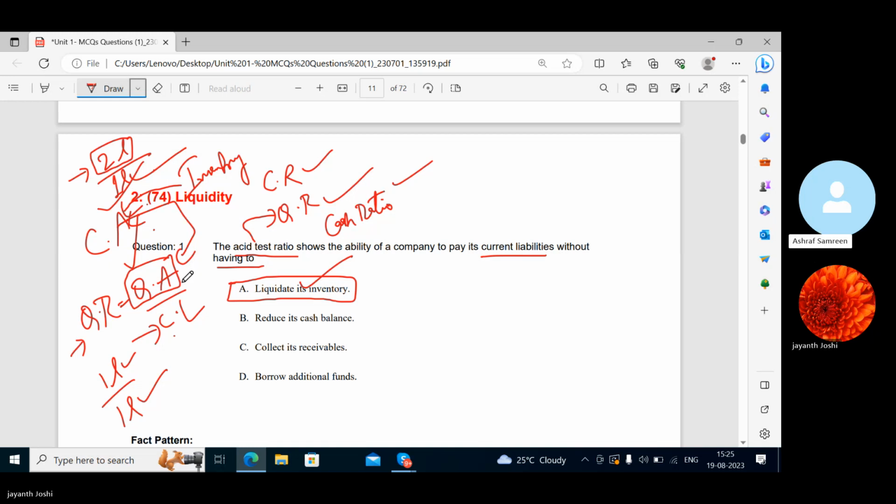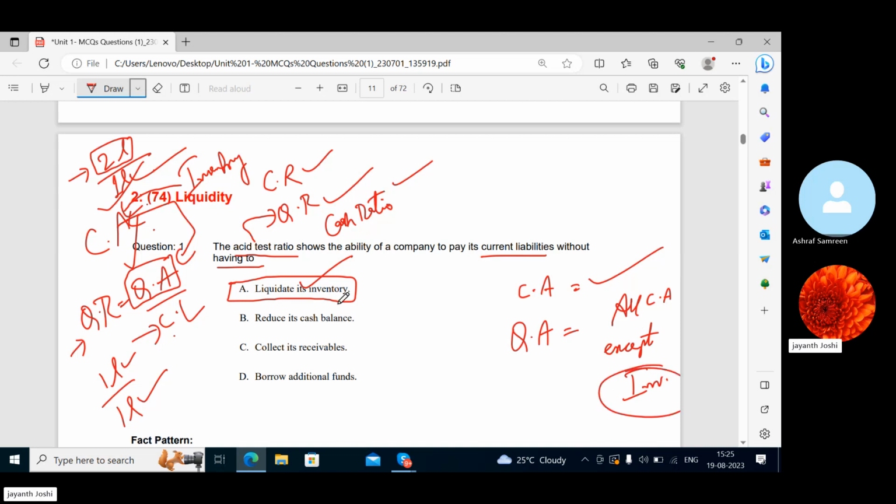What is the difference between current assets and quick assets? Current assets are all the current assets. Quick assets are all the current assets except inventory and prepaid expenses. Prepaid expense is not in the question right now. So except inventory, all the current assets are quick assets. That means without liquidating your inventory, you can settle your obligations or pay your current liabilities. That is what we are checking in this case.